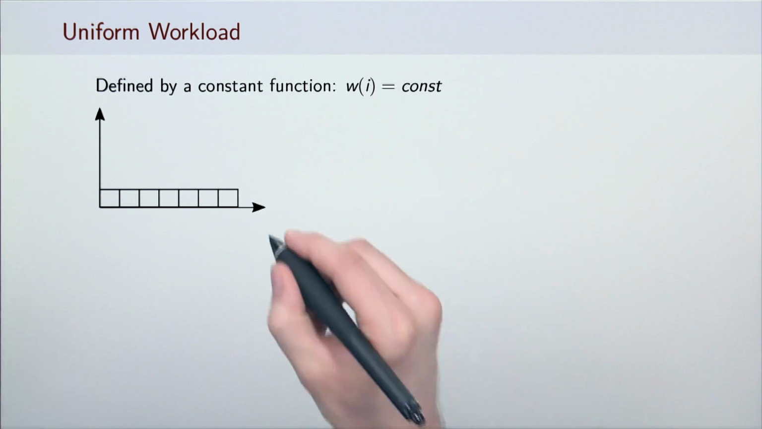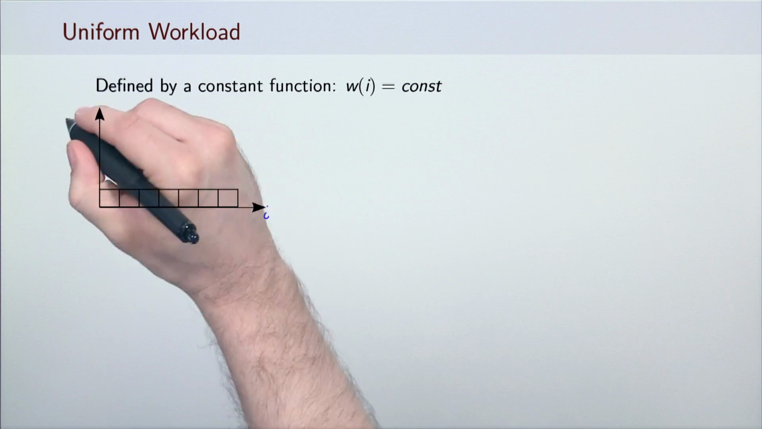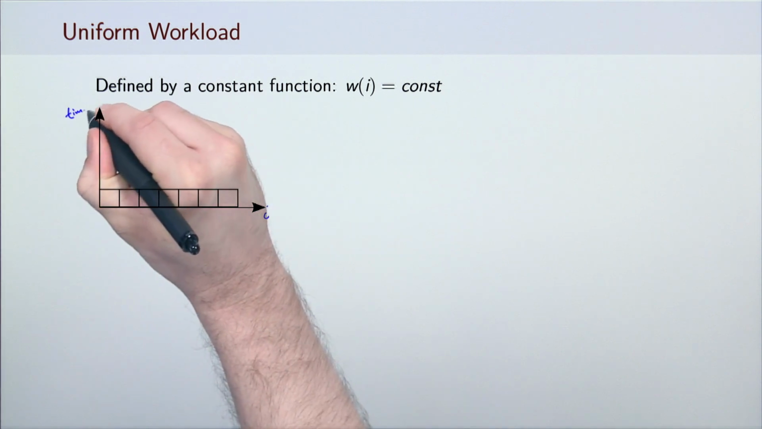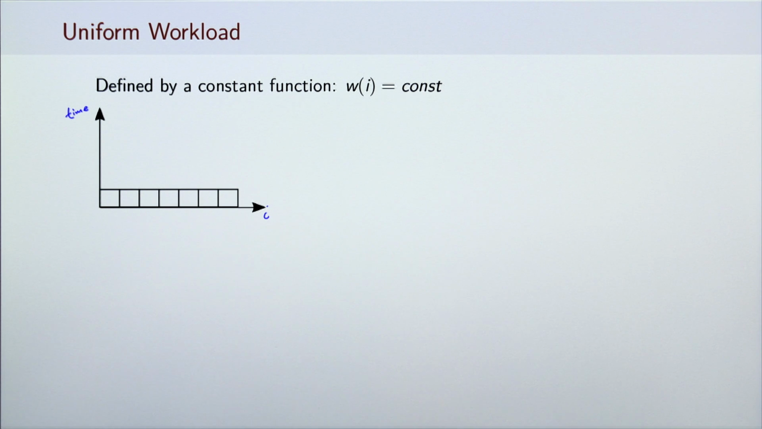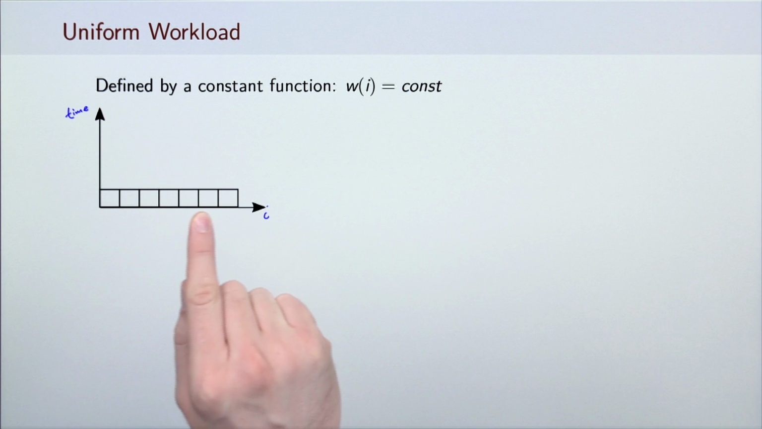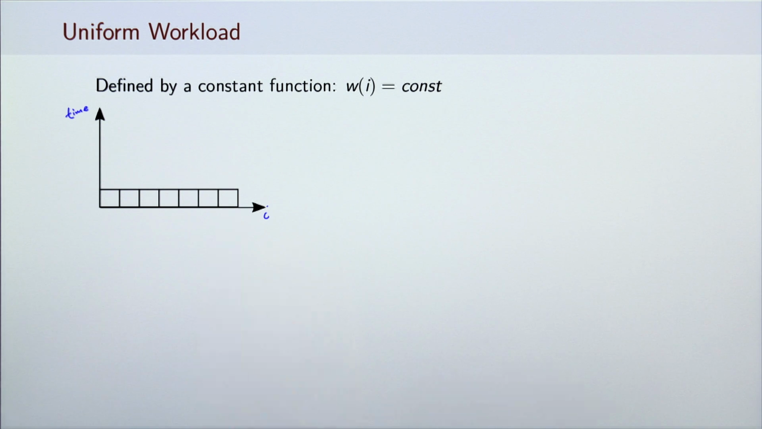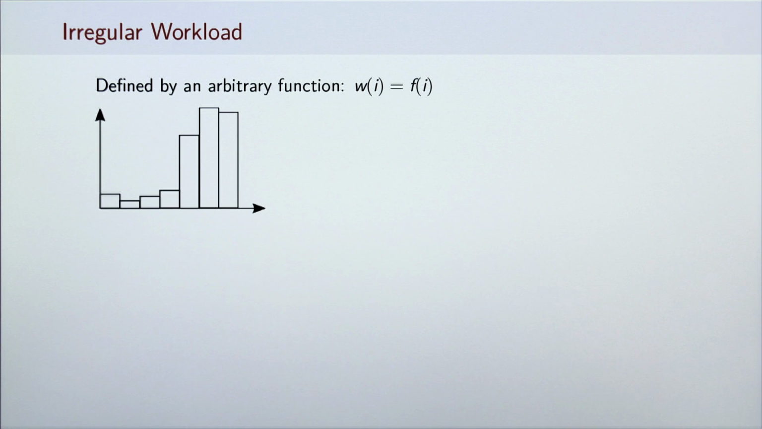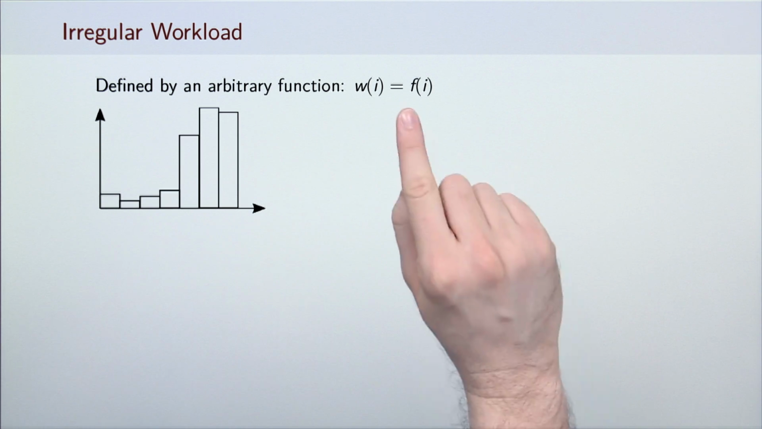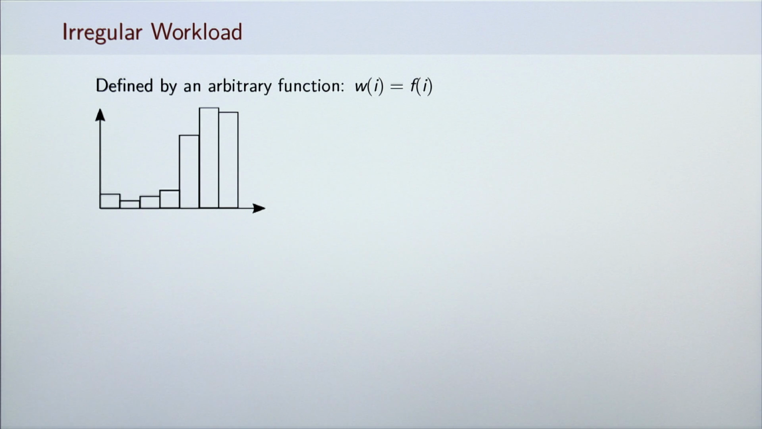Consider a graph on which the x-axis is the loop iteration index and the y-axis is the running time. For the initializeArray method, each loop iteration is assigned the same amount of time. We call this workload uniform workload. Uniform workload is particularly easy to parallelize. An irregular workload, on the other hand, is defined by some function f of i. Shown graphically, each loop iteration can be assigned a variable amount of work.